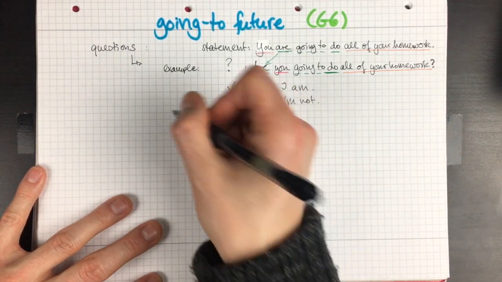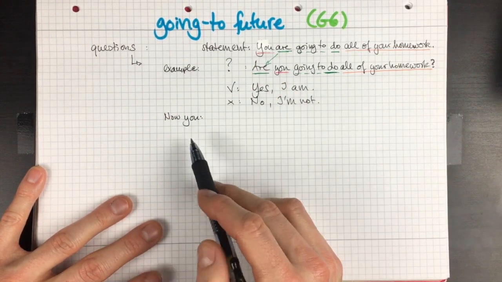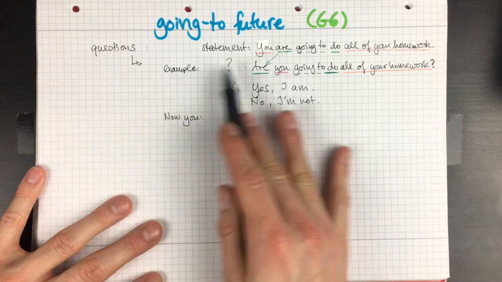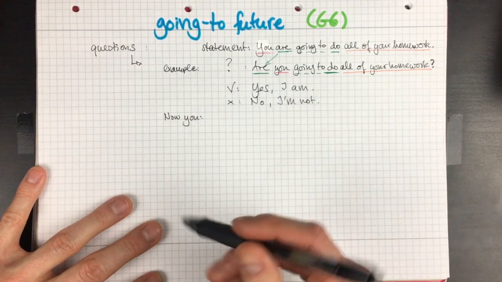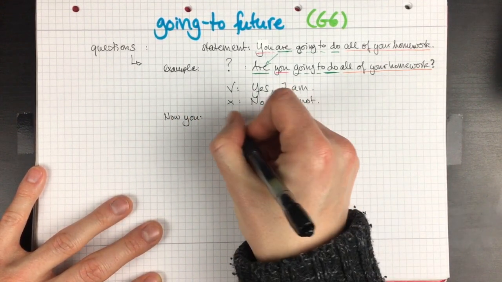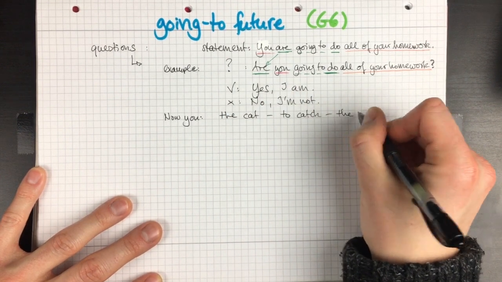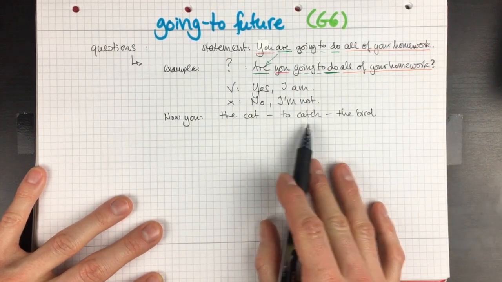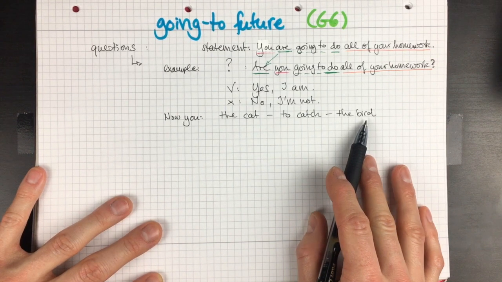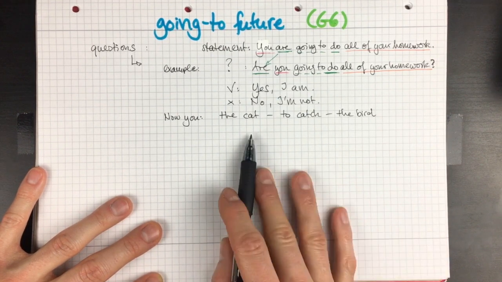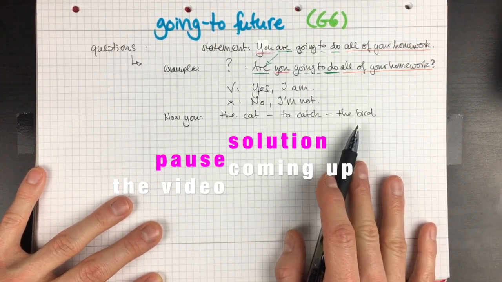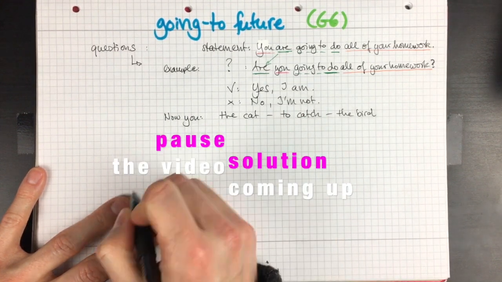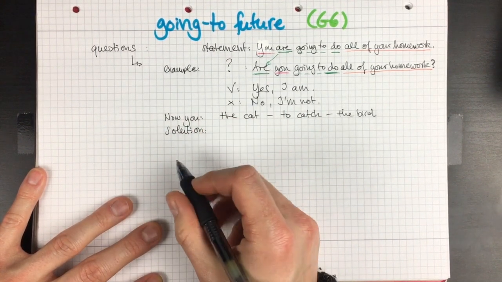Okay, now test yourself. Please make a yes/no question, a simple question, just like this one, with the following words. The cat to catch the bird. Poor bird, I don't know. I hope the cat is not successful. But let's see your solution.